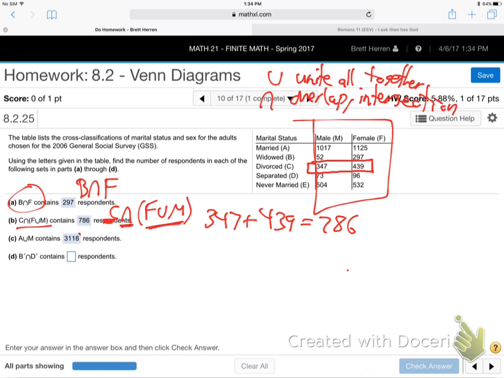Good so far. Are we happy? See what I'm doing there? See how the big box is the uniting of females and males, and the C box, the divorced, overlaps with that. And then part C is A union M. Let's try that one. A union M. So how do we do that?